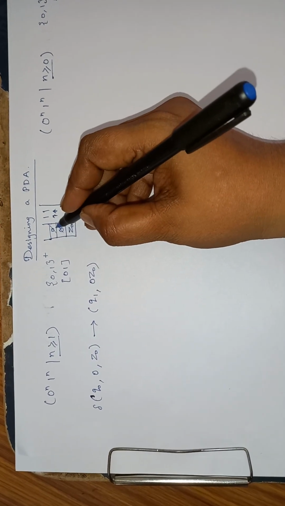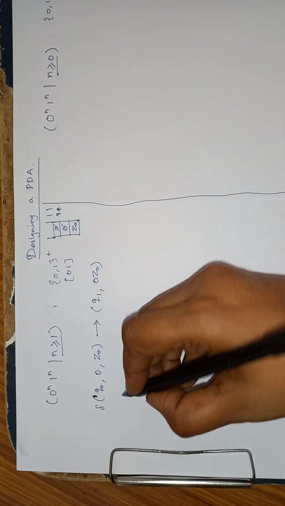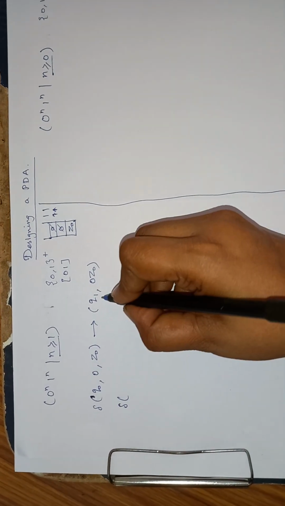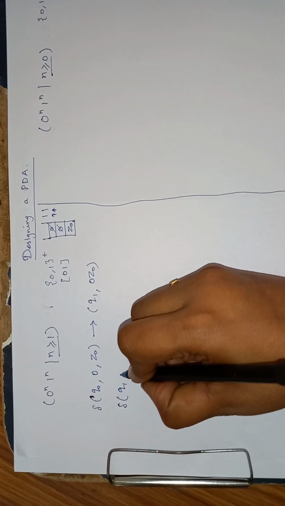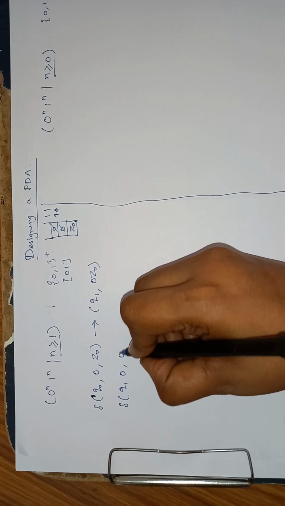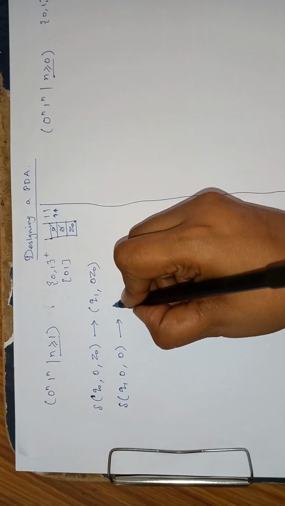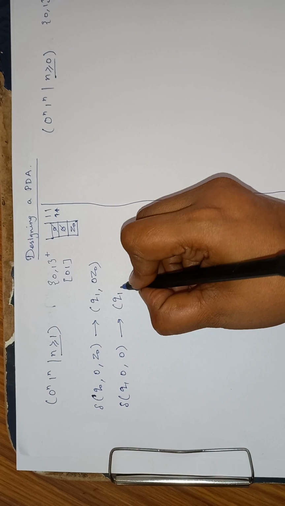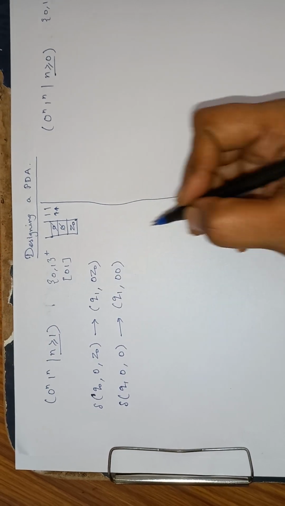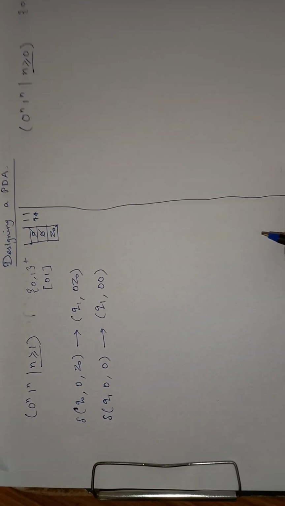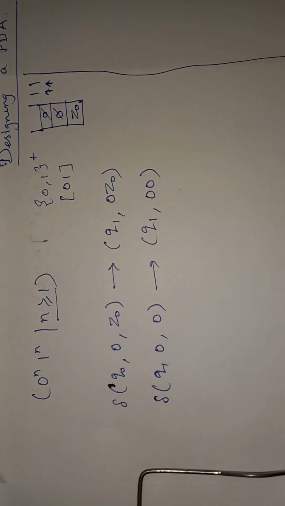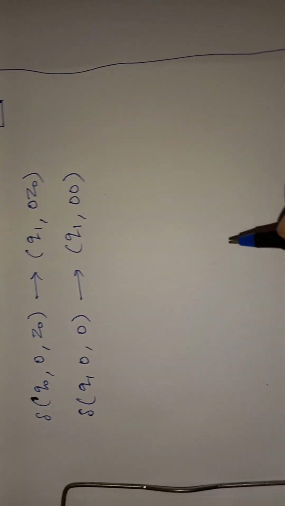Now, what is the next condition? After 0 the chances of more than one 0 is also there. So now we are in the state Q1. So Q1, what is the input? 0. What is the stack top? 0. Now what will be the condition here? It will be remaining in the same state, and the stack operation will be pushing the 0 inside, right?